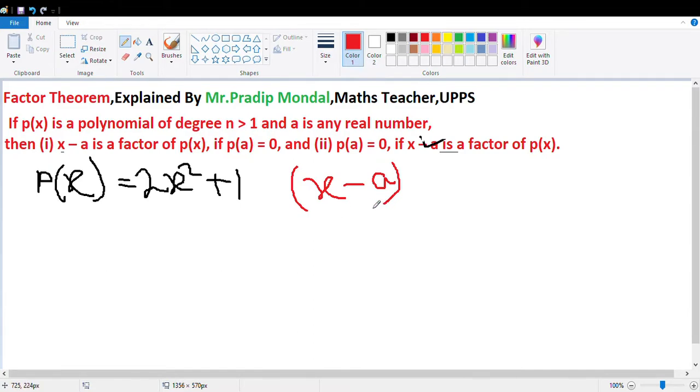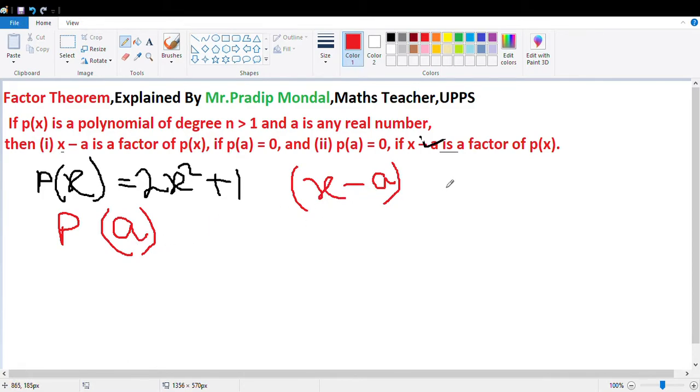Now just to remember the remainder theorem, what was the remainder theorem? The remainder theorem was that when p(x) is divided by x minus a, then the remainder will be p(a). Understood? So till now we got that when p(x) is divided by x minus a, the remainder is p(a).